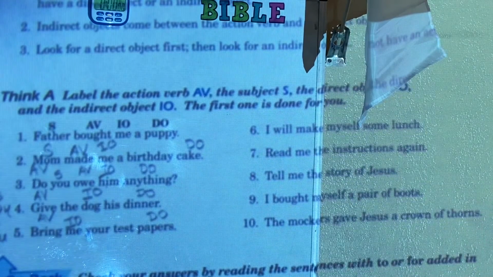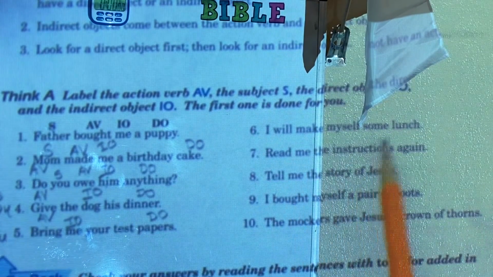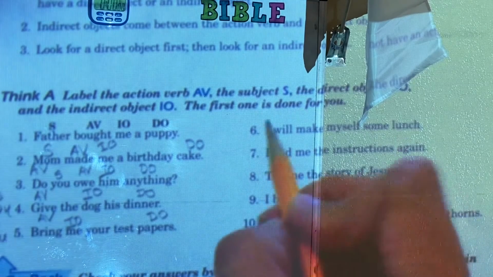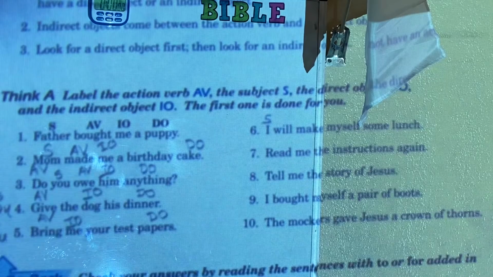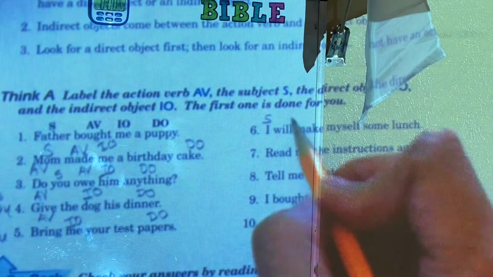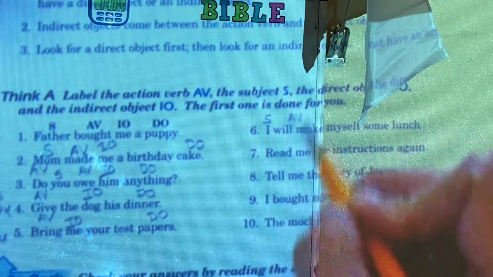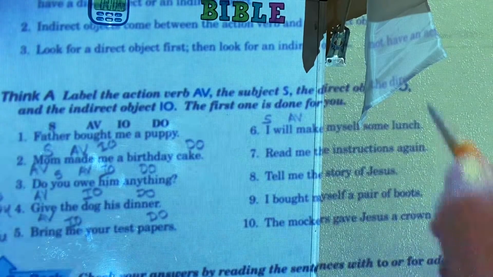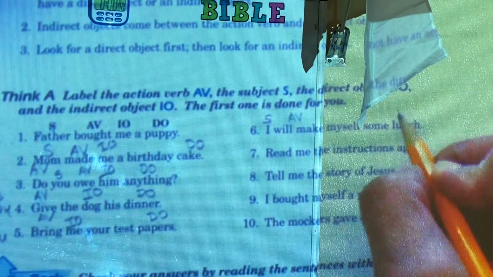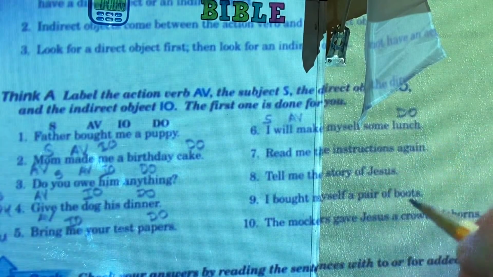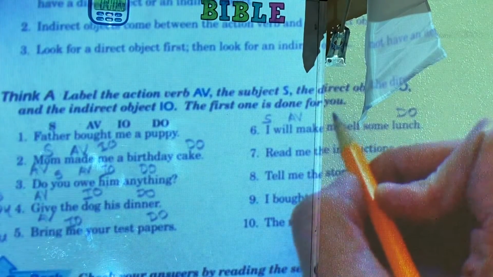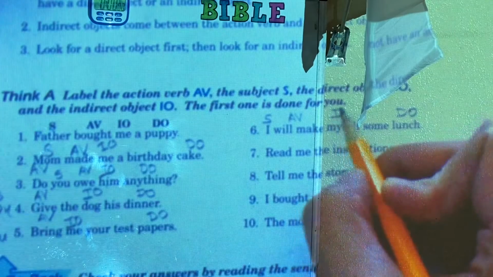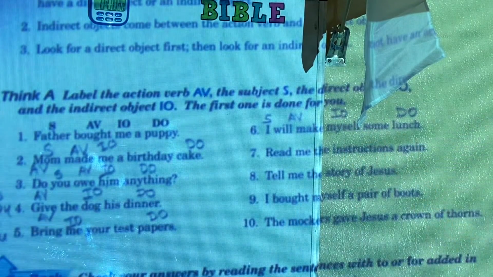Let's go to number 6. I will make myself some lunch. I will be the subject. Will make is the action verb. What am I making? Lunch. So lunch would be the direct object. And for whom? Myself. I'm going to make it for myself. So that would be the indirect object.